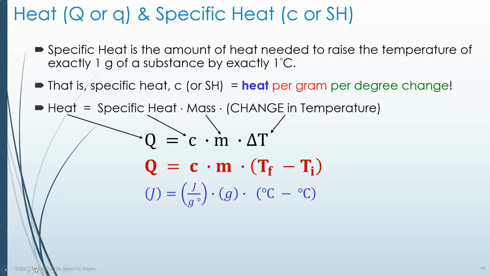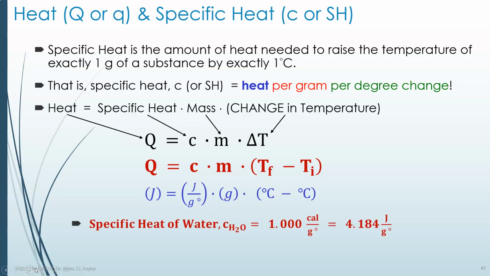And the units of Q, heat, are in joules or in calories, and the units for the specific heat are calories or joules per gram per degree. And that's how you'd read that. It's per gram degree or per gram per degree. And you multiply it by how many grams, and you multiply it by how many degrees you really are changing, which is the change in temperature. Now, the specific heat of water is 1.000 calories per degree gram.